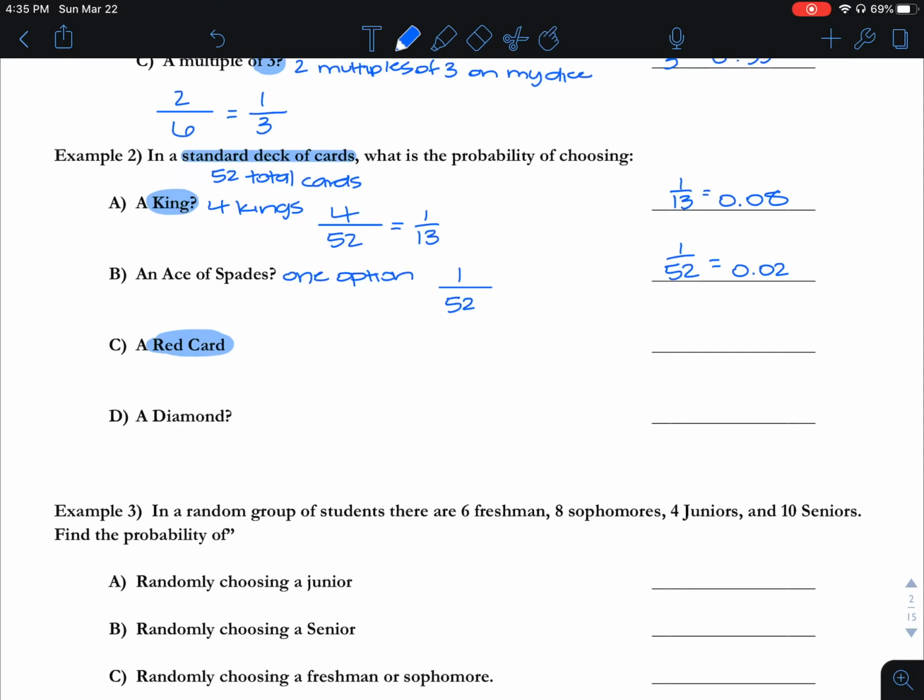If you counted, you should have got 26 red cards. These consist of my hearts and my diamonds.